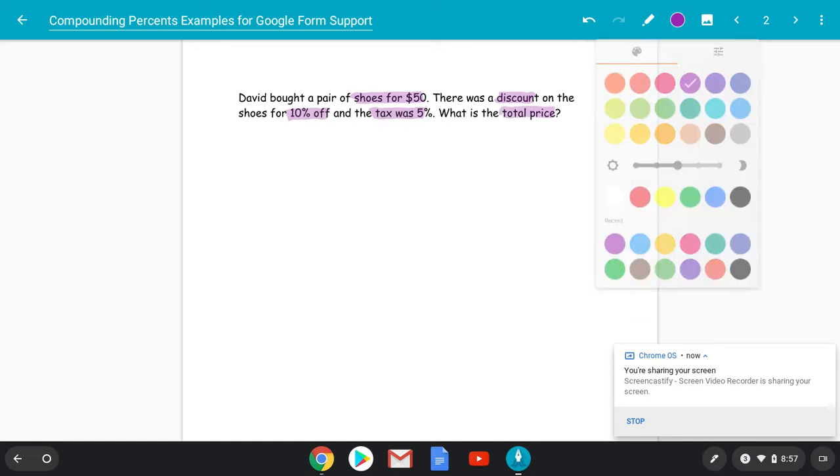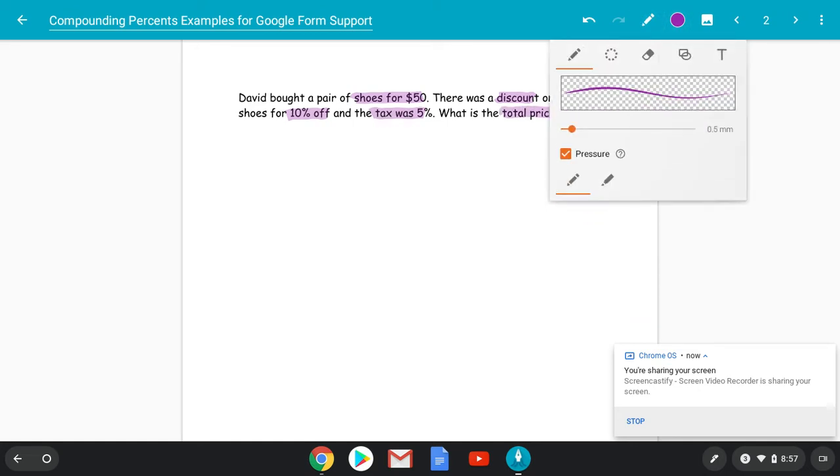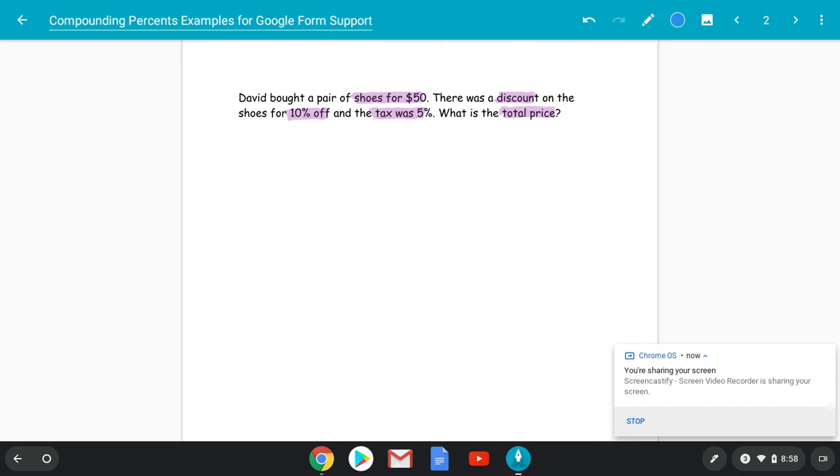So keeping in mind here, that when we do these problems, we are going to have percent on percent. So that means we cannot just simply add the discount of the 10% with the tax of the 5%. We have to calculate two different percentages. So for discount, we're going to do that first.